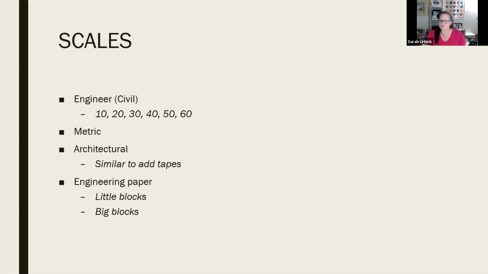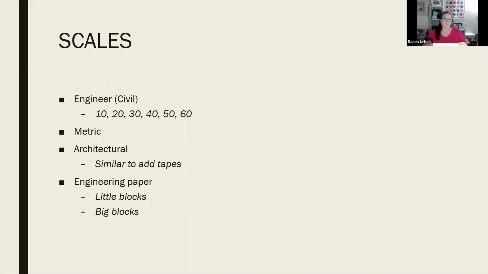Then there are architectural scales. So whereas, and again, I had to roll it because it wasn't the right side that I needed. What you saw in the video was that the scale is 1 to 10. 1 inch on the civil scale is 10 units, and it's divided into tenths. If you look at the architectural scale, it's broken into 16ths.